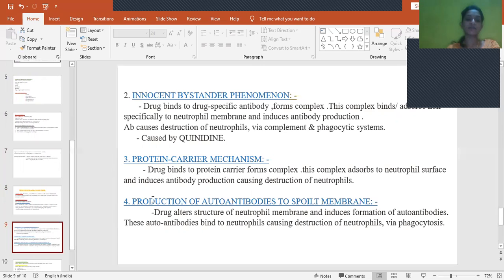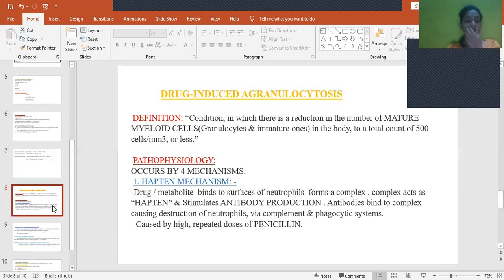Protein carrier mechanism, production of autoantibodies to spoiled membrane. So these are the four different mechanisms. First we'll discuss the hapten mechanism. Whatever the drug or the drug metabolite is, it will bind to the surface of neutrophils. When the drug or metabolite binds to these neutrophils, it forms a complex. This complex acts as a hapten.